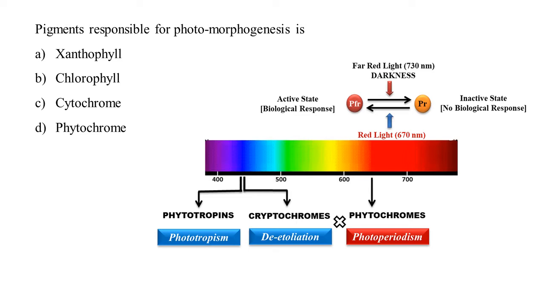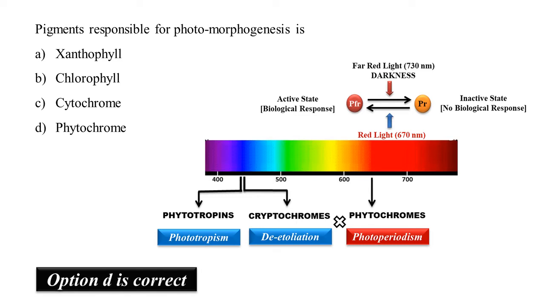Two alternate forms exist for phytochromes, PR and PFR. PR is an inactive state which gets activated when it absorbs red light, which is around 670 nanometers. The active state PFR does all the biological functions and developmental patterns, and when it receives far-red light, or the light which we can't see, it again becomes the inactive state. The circadian rhythm-based developmental pattern is controlled by phytochrome. So in the given question, phytochrome has to be the correct answer.